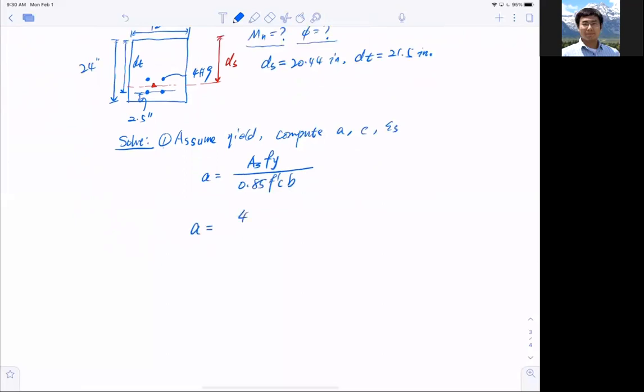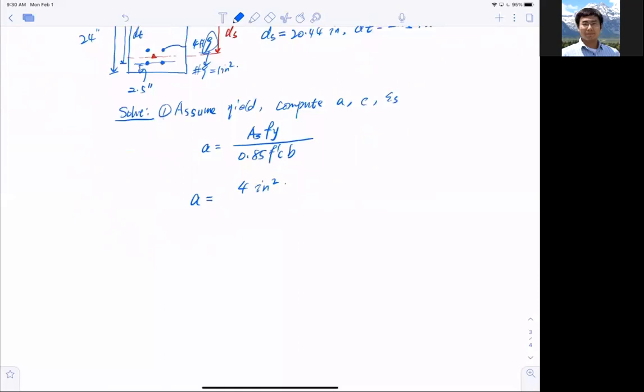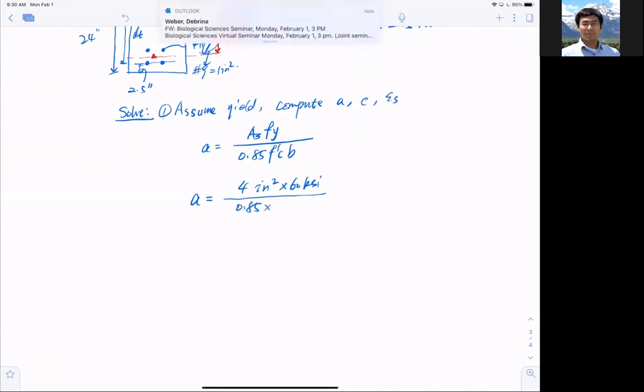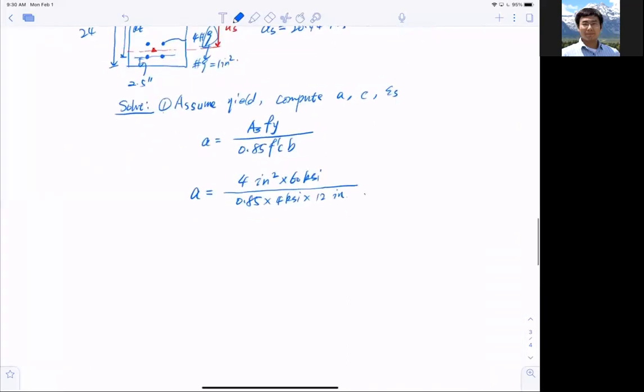As equals 4 inch squared. And how do you know that? You say, Professor, easy, right? Number 9 bar is 1 inch squared. Like I said, I love number 9 bars. You see a lot of them, so might as well remember it. So 4 inch squared multiplied by 60 KSI, and divided by 0.85, and f'c in this case is 4 KSI. Width is 12 inch. And then you plug them all in and you find out your a is actually 5.88 inch.